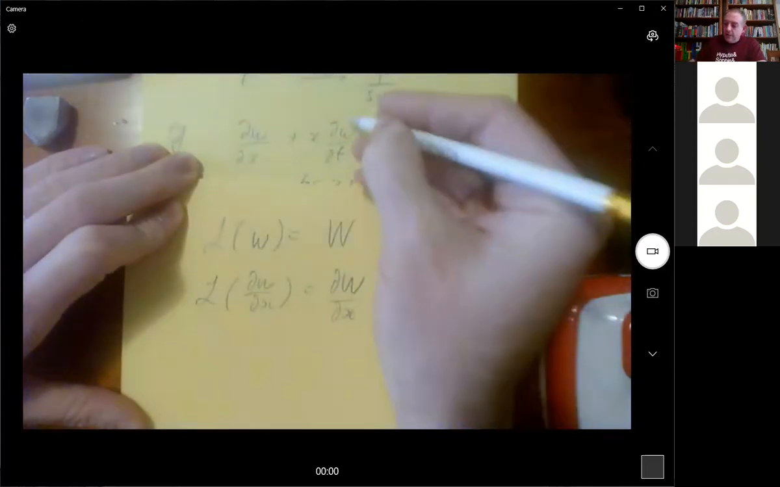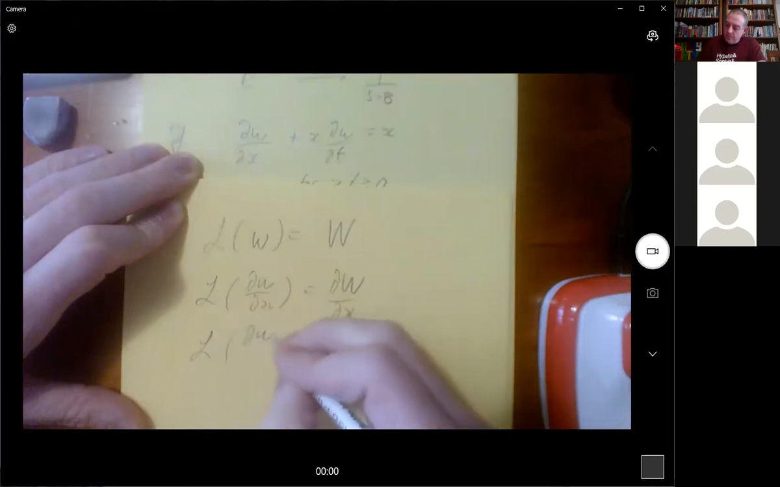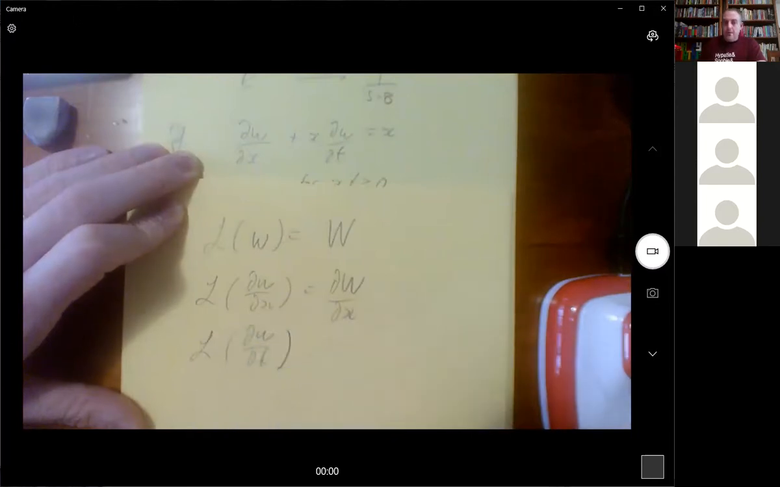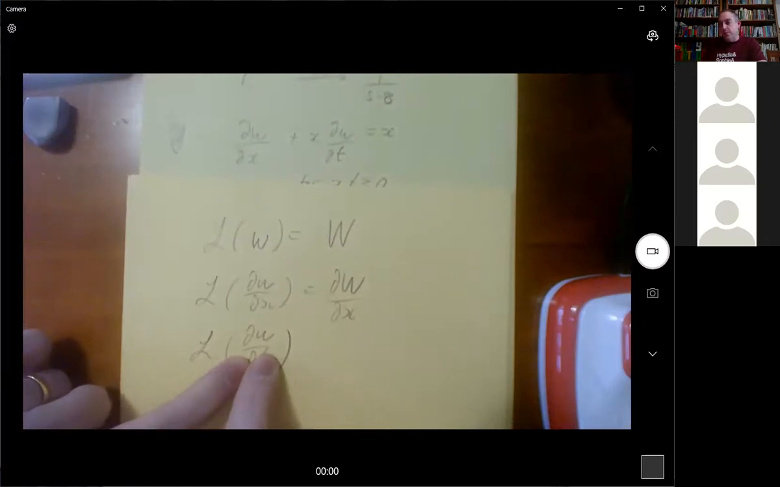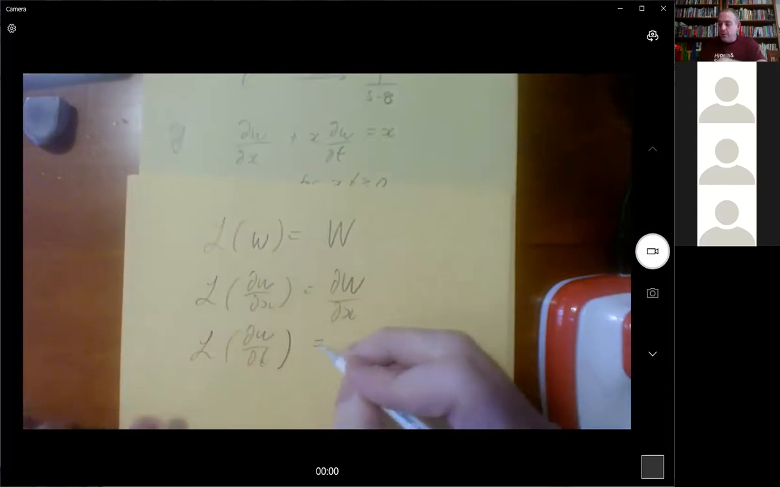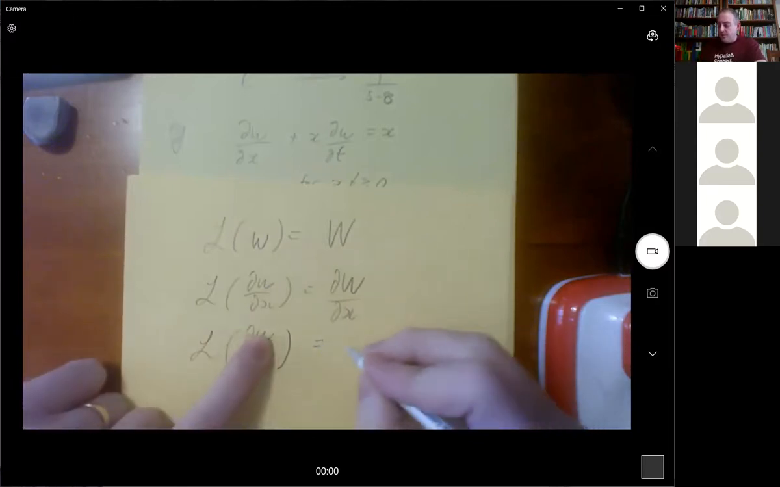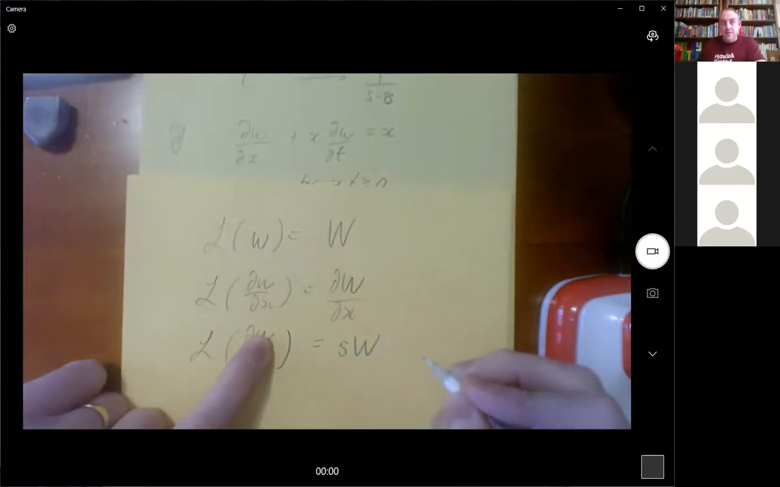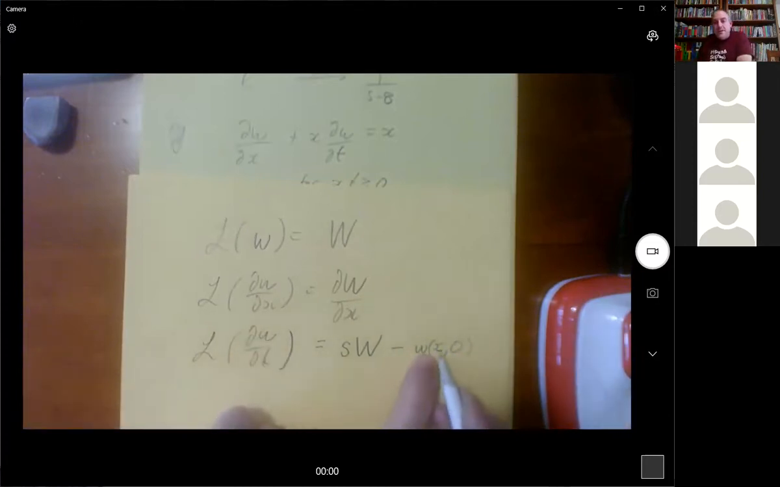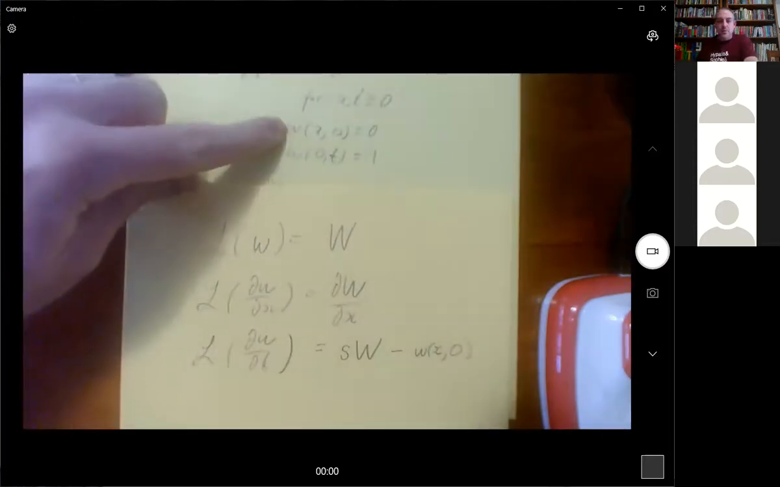All right, and here the Laplace transform of dw on dt, well, that's the derivative of little w with respect to t. And I know what Laplace transforms do to derivatives. Doing the derivative of the function is the same as multiplying your original function by s and subtracting the value of the old function when t was 0. But little w also has an x in it, so I'm going to have to write that in. And according to the original information I was told, little w of x, 0 is 0.